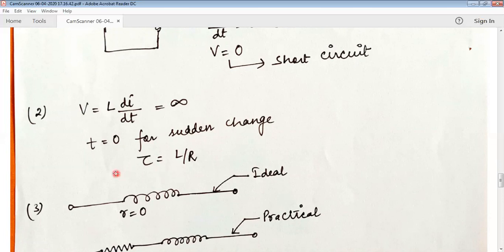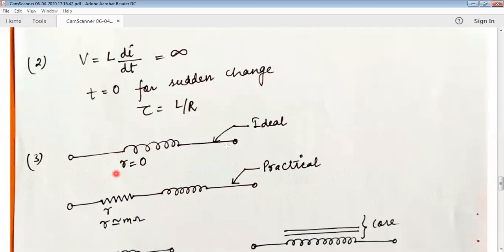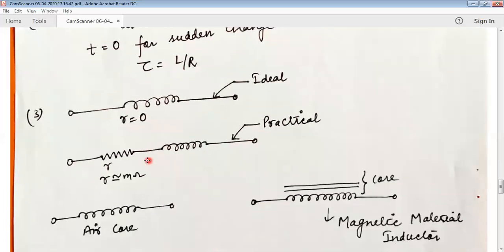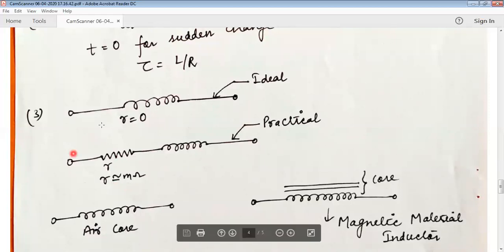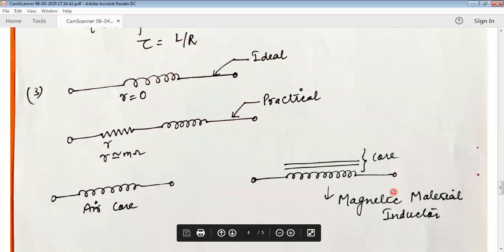Let's move towards the third conclusion. For an ideal inductor, the internal resistance will be equal to 0. For a practical inductor, some internal resistance will be there, and that will be very small, in milliohms. So for an ideal inductor, no internal resistance. For a practical inductor, there will be some internal resistance. An example of an ideal inductor is the air core inductor. And for a practical one, a magnetic material inductor means you have used some magnetic core material. So this was about the inductance.